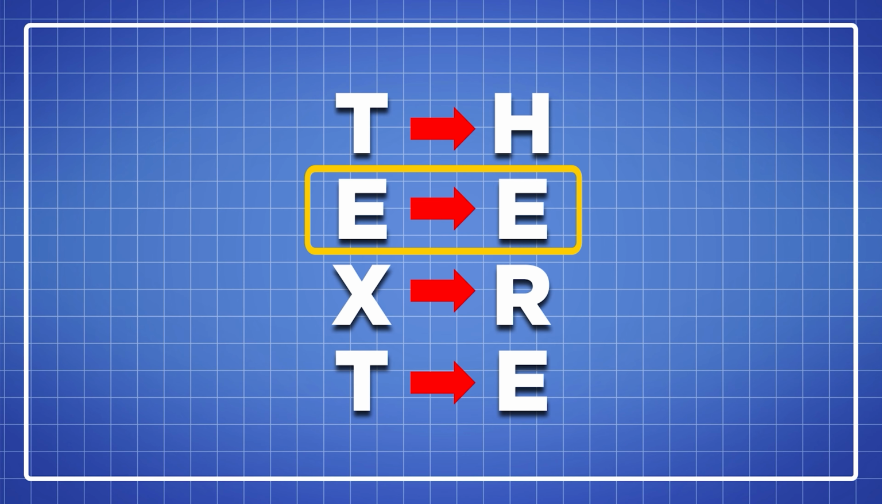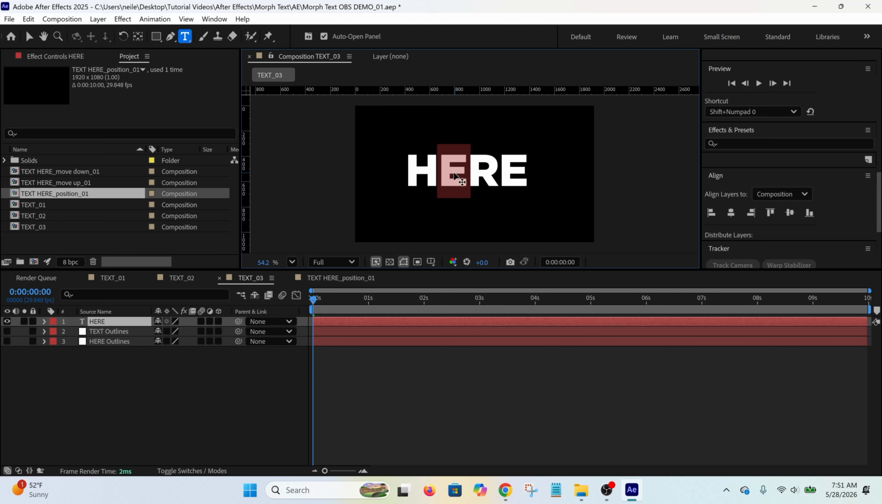The second letter in text is E, and the second letter in here is also E. So this won't change into anything, which is kind of lame. So let me use a mask I created for the number 3, so this E will have something to morph into for this demo.